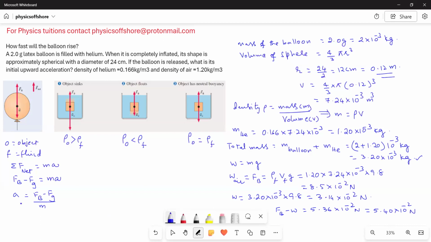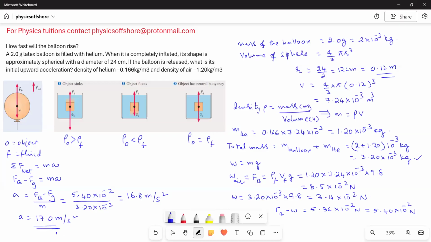Now, acceleration is equal to FB minus W, which is known to me, divided by mass. So 5.4 times 10 to the power of negative 2 divided by 3.2 times 10 to the power of negative 3. This is equal to 16.8 meters per second square. Therefore, acceleration is equal to 17 meters per second square.